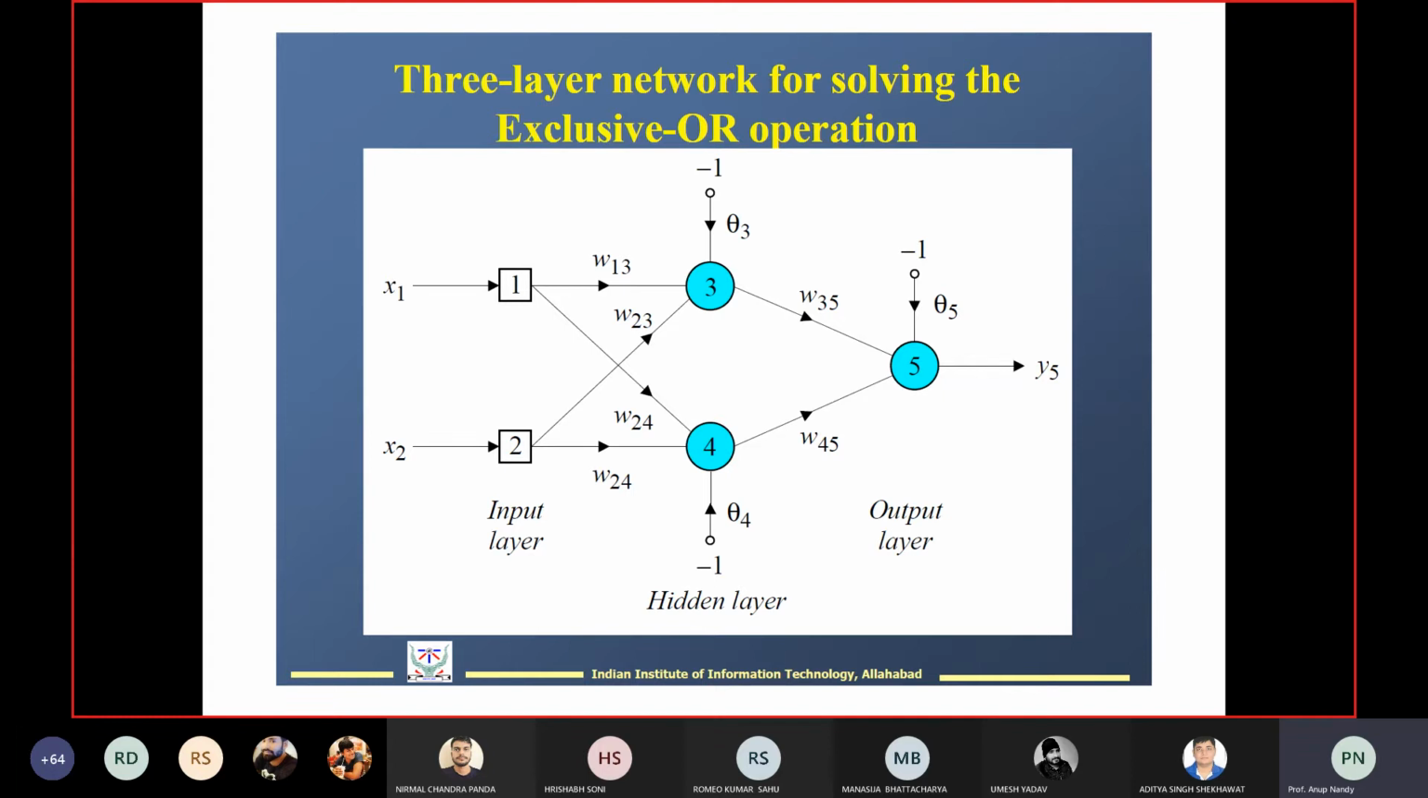Okay, and in the hidden layer you have theta 3 and theta 4, which is the bias, that is theta 4. And then from neuron 3 of the hidden layer, when we go to neuron 5 in the output layer, it is W35, then W45. In theta 5 you will have this -1. It is a bias, and you can generate only one output. So this is the network model that you can have.